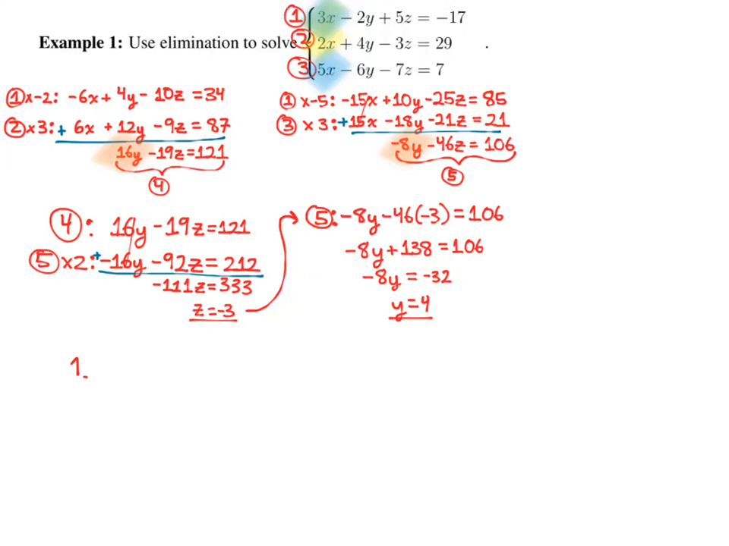Now go ahead and throw that into your favorite equation with x's and y's and z's all together in a beautiful smorgasbord of awesome sauce. So the first equation was 3x minus 2y plus 5z is negative 17. So I put the y and the z values in now. And I'm making progress, feeling good about it.